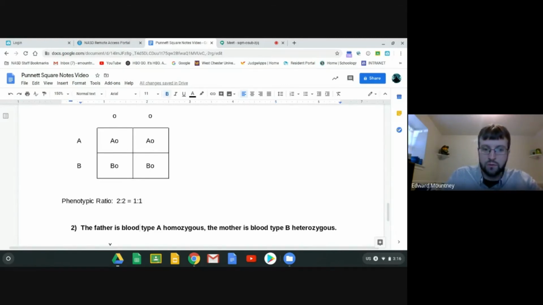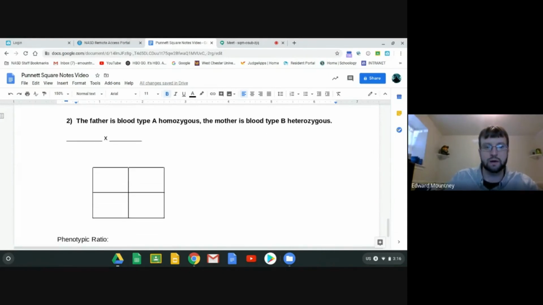So let's look at one more. Whoa, what is that word? We look at this. Father is blood type A homozygous, and the mother is blood type B heterozygous. What the heck does that mean? Well, if we remember back to biology again, homozygous and heterozygous tells us information. Remember, homo meaning same, hetero meaning different. Well, if I have blood type A homozygous, that means the two alleles are the same.